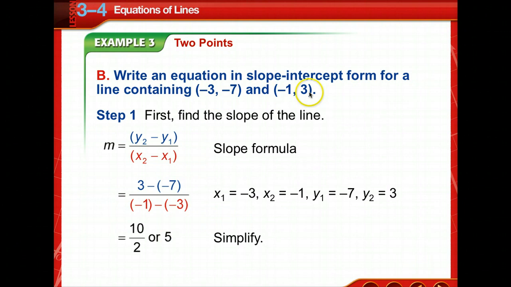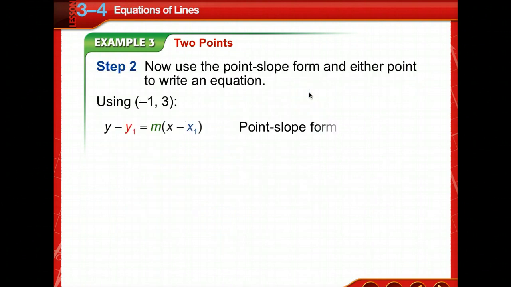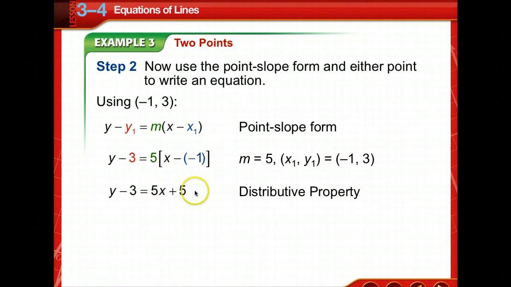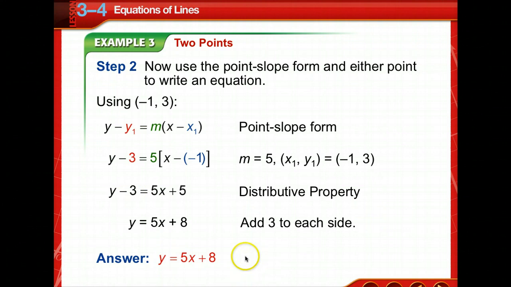Now we're going to pick either one of these points. They're using the -1, 3. I like to use the one with the smaller numbers because I can do the math in my head easily and make fewer mistakes. So we're going to put in for slope of 5, and y is 3 and minus a -1. We'll simplify this and distribute. Then you add 3 to both sides, so our equation is y is equal to 5x plus 8.